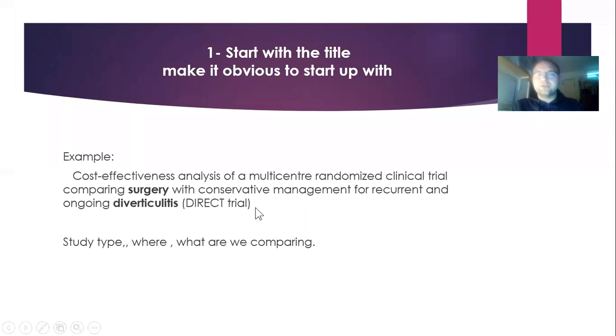And of course, journal clubs are made in order for you to read more articles, and the more you read, the better you become in writing. So here you see they're stating the study type, where it was done, what they are comparing. It's a multicentric randomized controlled trial. It's comparing surgery with conservative management of recurrent and ongoing diverticulitis, and they've called it the DIRECT trial. So it's obvious from the title what the research is about.